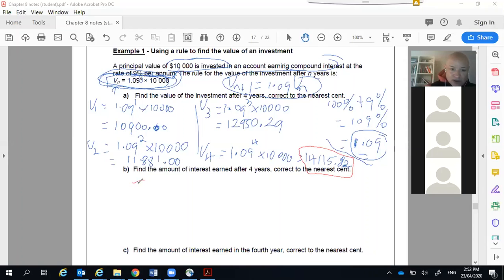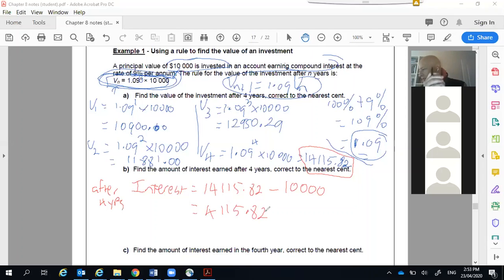So the interest earned after 4 years, I'll write interest, equals $14,115.82. That's what we have now. We invested $10,000, so take that away. So we have $4,115.82. That's how much interest we earned in the 4 years. Any questions on that one?